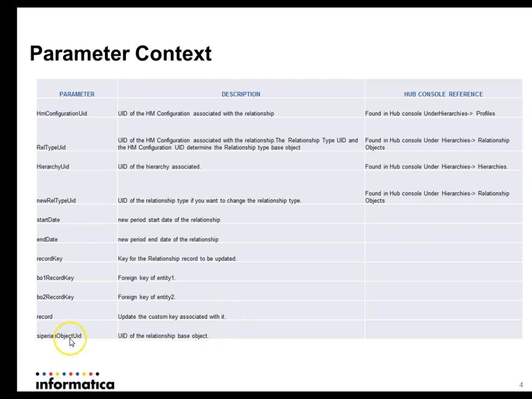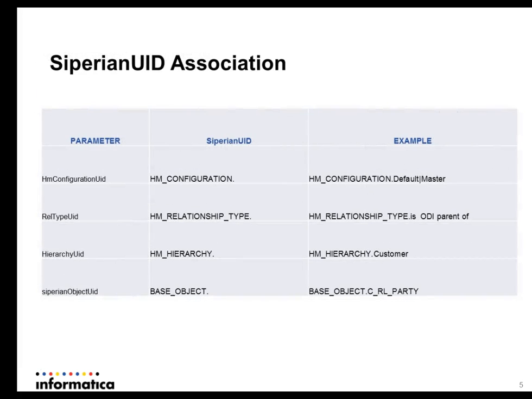And the Cyprian object UID tells the UID of the relationship object. For example, if your relationship base object is C_RL_party, you will say base_object.C_RL_party. So these are the various Cyprian UIDs that you will use while making a call.